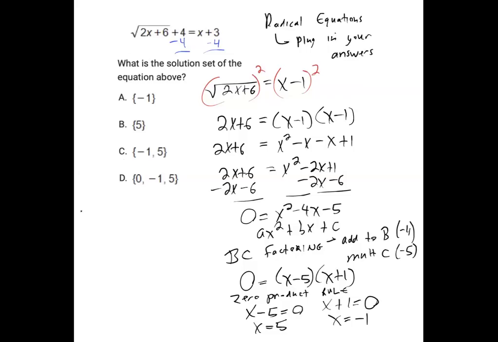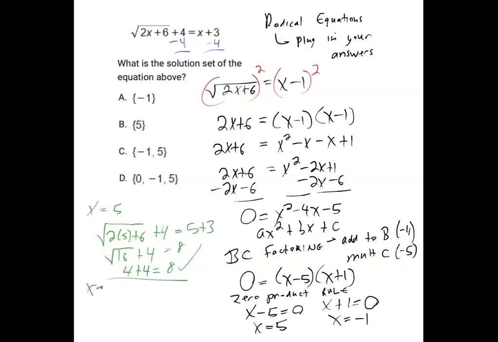So if we plug in x equals 5, we'll get square root of 2 times 5 plus 6 plus 4 equals 5 plus 3. So square root of 16 plus 4 equals 8. 4 plus 4 equals 8, and that's okay.